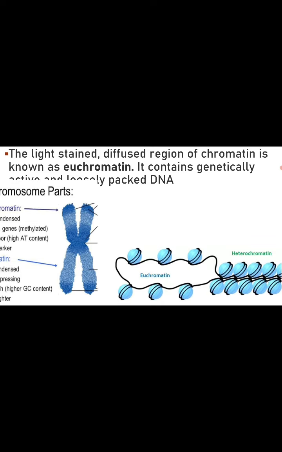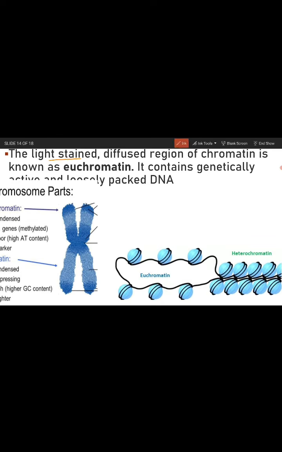So the light stained diffused region of chromatin is known as euchromatin. So these light stained areas are the euchromatins, and they are active and loosely packed DNA. As you can see, if another structure of euchromatin and heterochromatin is seen, that means that these are the histone proteins and these are the DNA.